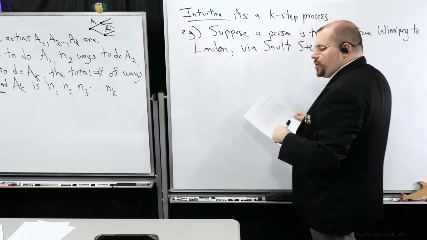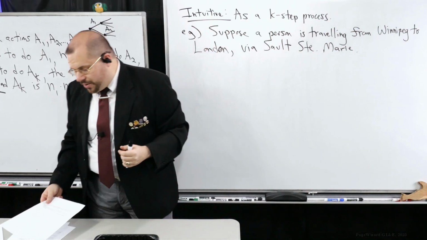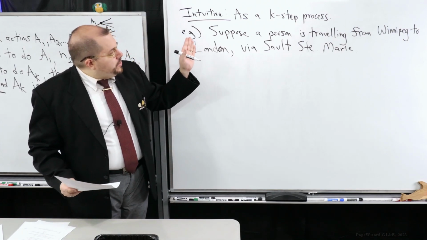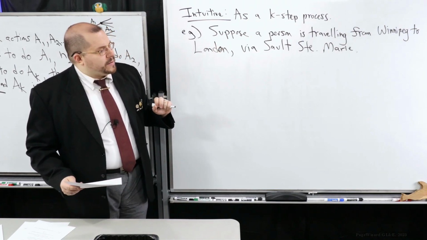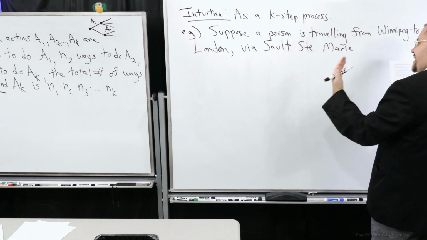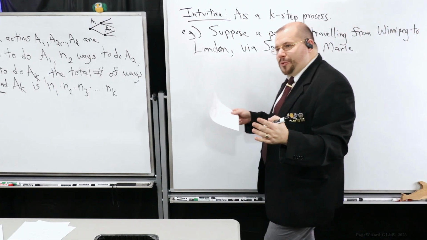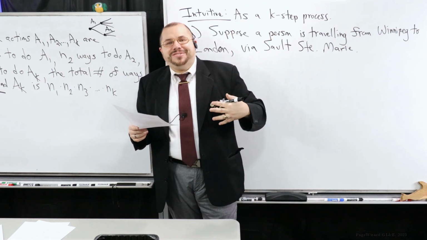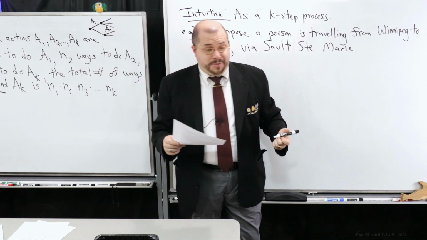So you've got to imagine we're going on some trip. This person is going on a trip, but they're going to be going through Sault Ste. Marie. Now, for the sake of our discussion here, I must stress that there's more than just these number of ways in reality, but suppose that these are ideal routes that we're thinking about, okay?